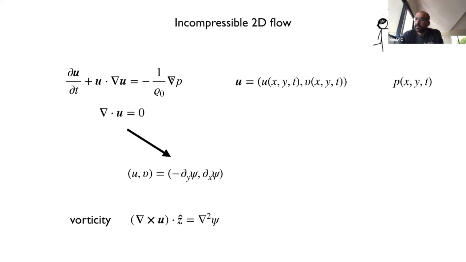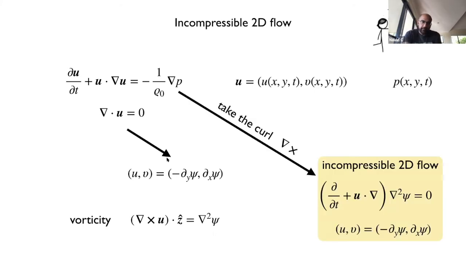And the way you can kill this pressure term is by taking the curl, because the curl of a gradient is 0. So instead of looking at the evolution of the flow, we consider the evolution of the vorticity of the flow. Because this is a two-dimensional flow, it has only vorticity in the normal component, so only in the z direction, perpendicular to the fluid motion. Using these identities and some other vector identities, you can see that this vorticity component is just the Laplacian of this function psi.